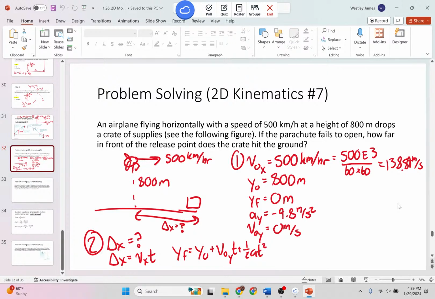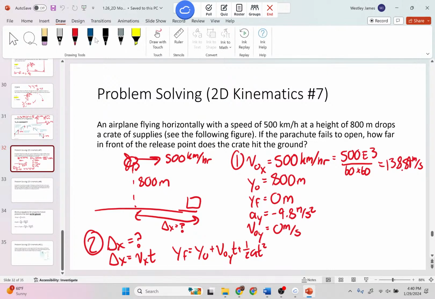We wrote down all our givens. We identified that time. What limits the time? The y component. The y component is going to limit the time. Once we find the time in the y component, we will then use that in the x component to get how far it's going to go. So that's where we left off, with step 3, what equations to use. Okay, and we're going to use this one right here, yf equals y naught plus v naught y t plus 1/2 a y t squared, to find the time.